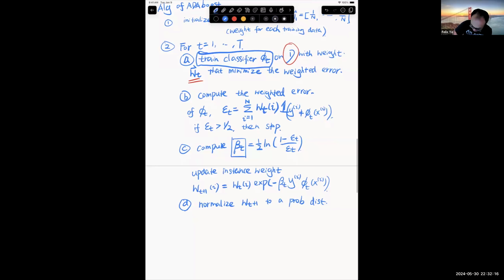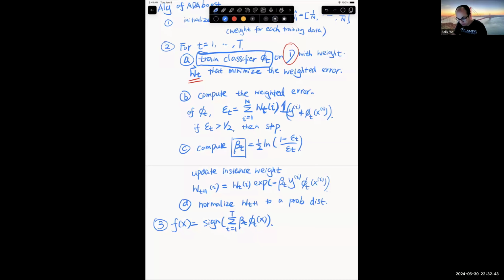At the end, this f of x will be equal to the sign of the summation from 1 to t of beta t times phi t of x.